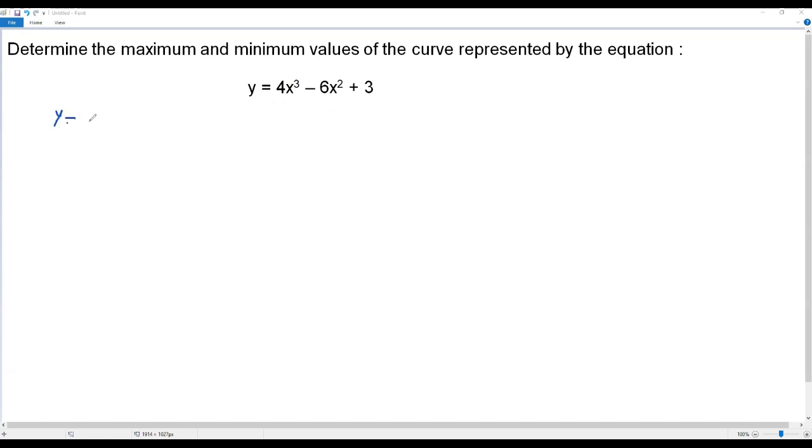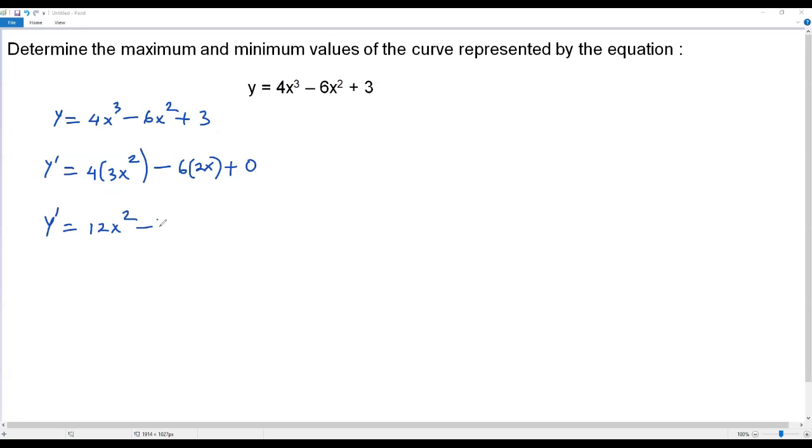Let me write the given equation as it is: y equals 4x^3 - 6x^2 + 3. When I find the first derivative, it becomes y prime. Here, 4 times the derivative of x cubed is 3x^2. Negative, I keep the constant 6 as it is, and the derivative of x^2 is 2x, and the derivative of the constant 3 is 0. So y prime equals 4 times 3 is 12x^2 - 12x.